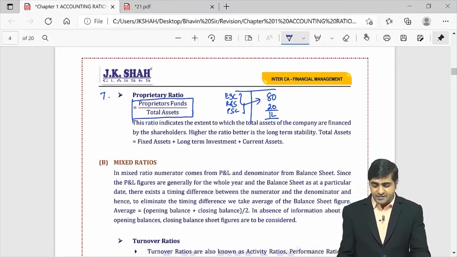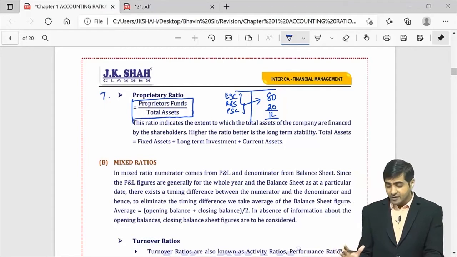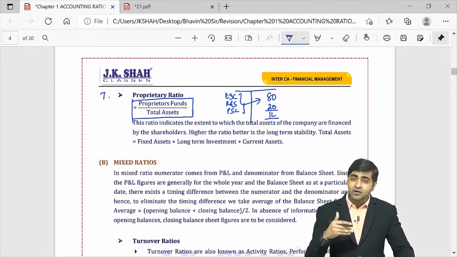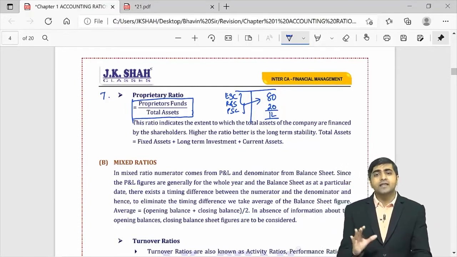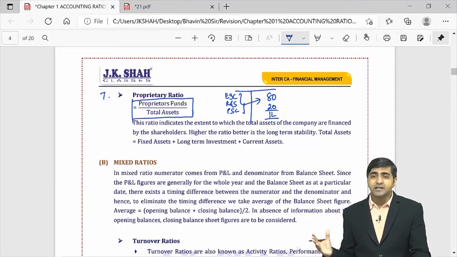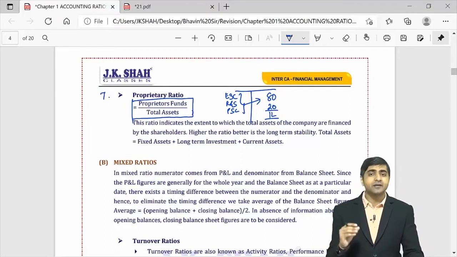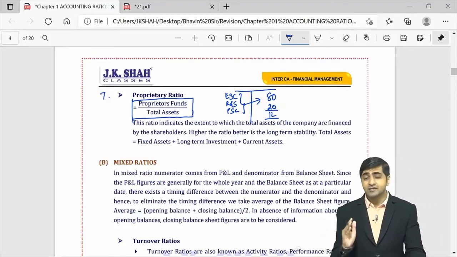So in this case, the ratio signifies how much is the contribution of the owners in the total assets of the company. Guys, if this ratio is higher, it means there is long-term stability in the company. If this ratio is lower, it signifies that more money is being contributed by the outsiders in the total assets of the company. So if this ratio is higher, stability is higher. If this ratio is lower, stability is lower.